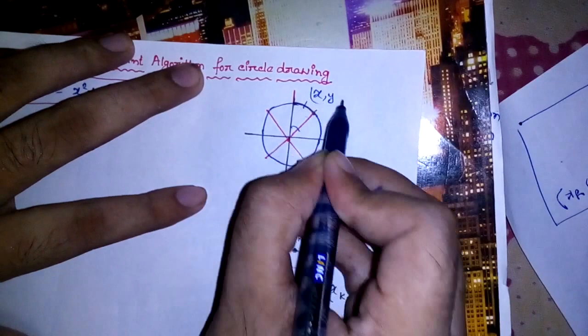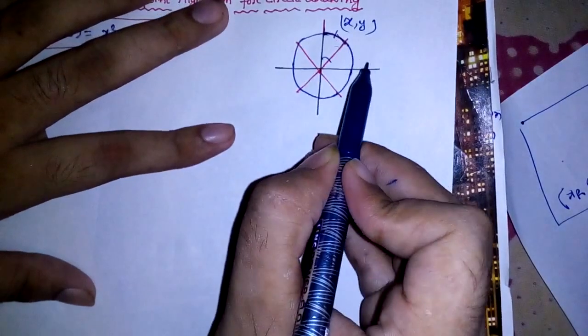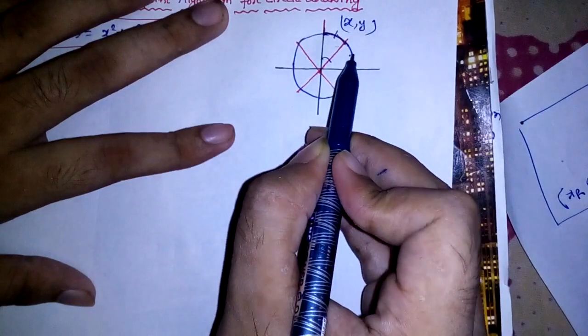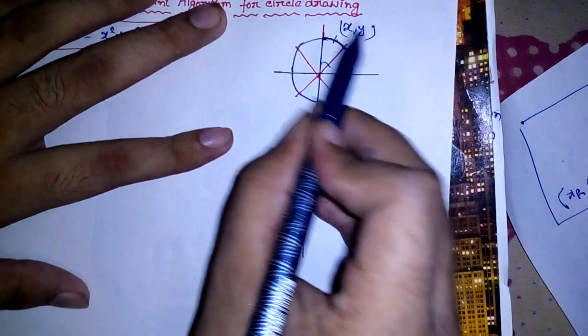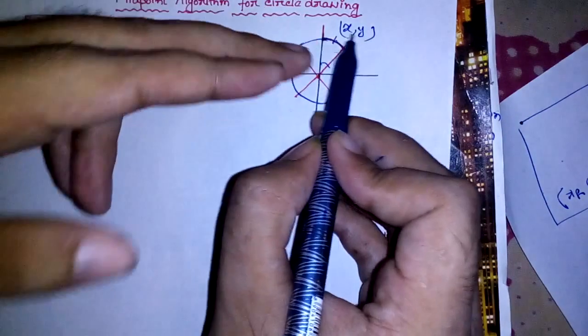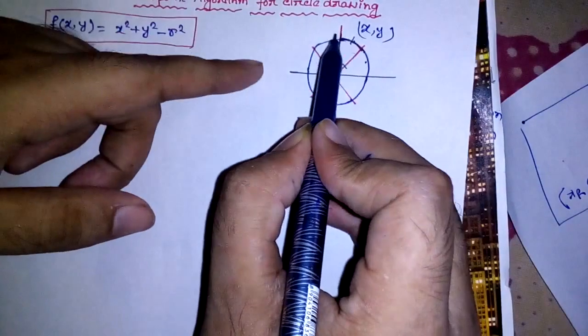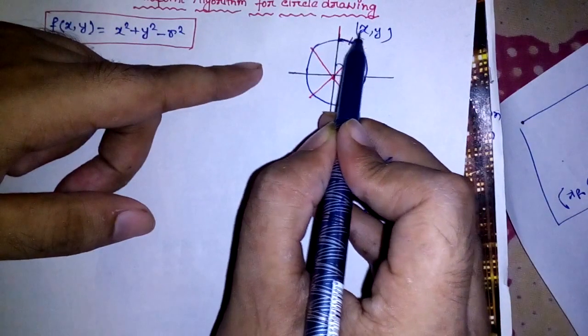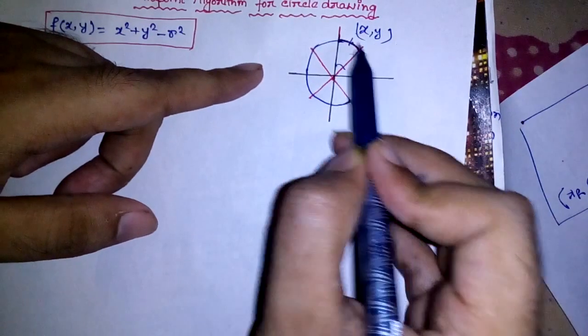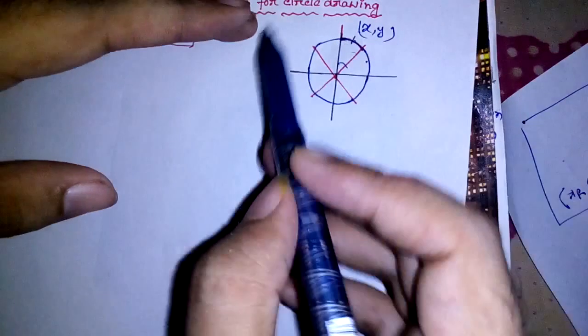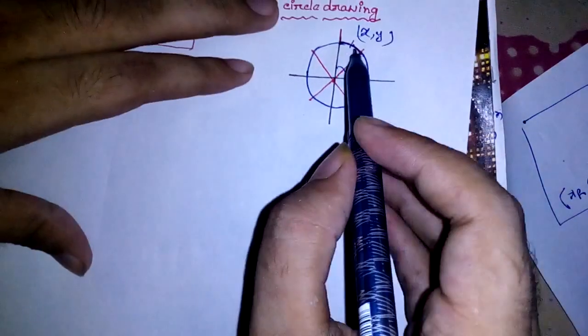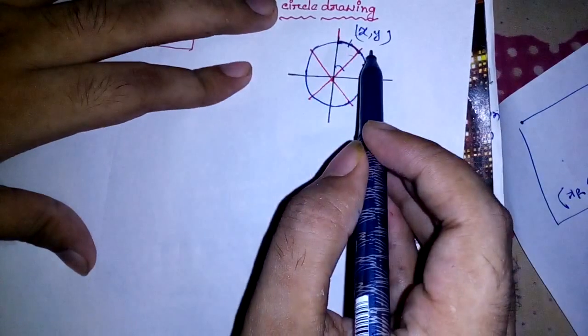is (x, y), I can reflect that point to any of the other 7 segments by either interchanging the x and y coordinates or adding a minus sign at any position, like minus in x or minus in y, and then interchanging. So actually by doing permutation and combination, I can get all the 8 coordinates.